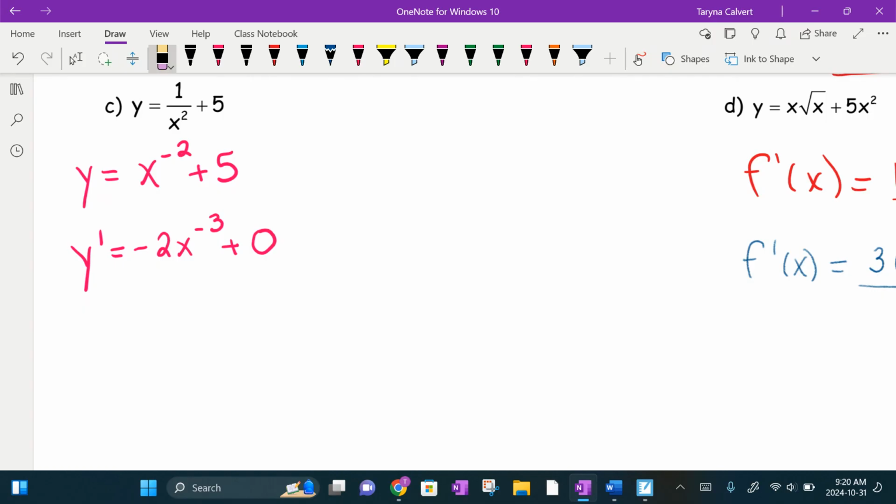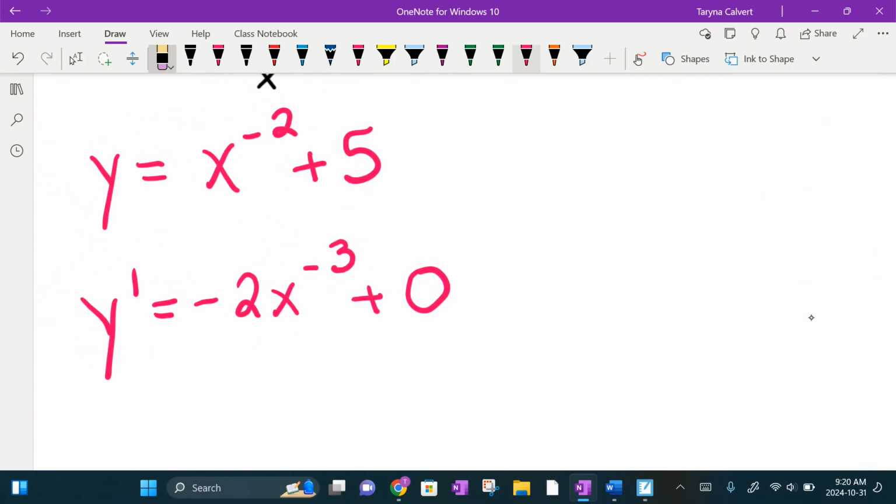Where's the one? Why are you saying 1? Guys, technically, if you want algebra behind this, is this the same thing? 5 times 0 is what? 0. So 0 minus 1 is negative 1, but 0 times x to the negative 1 is still 0. What's 0 times 5?